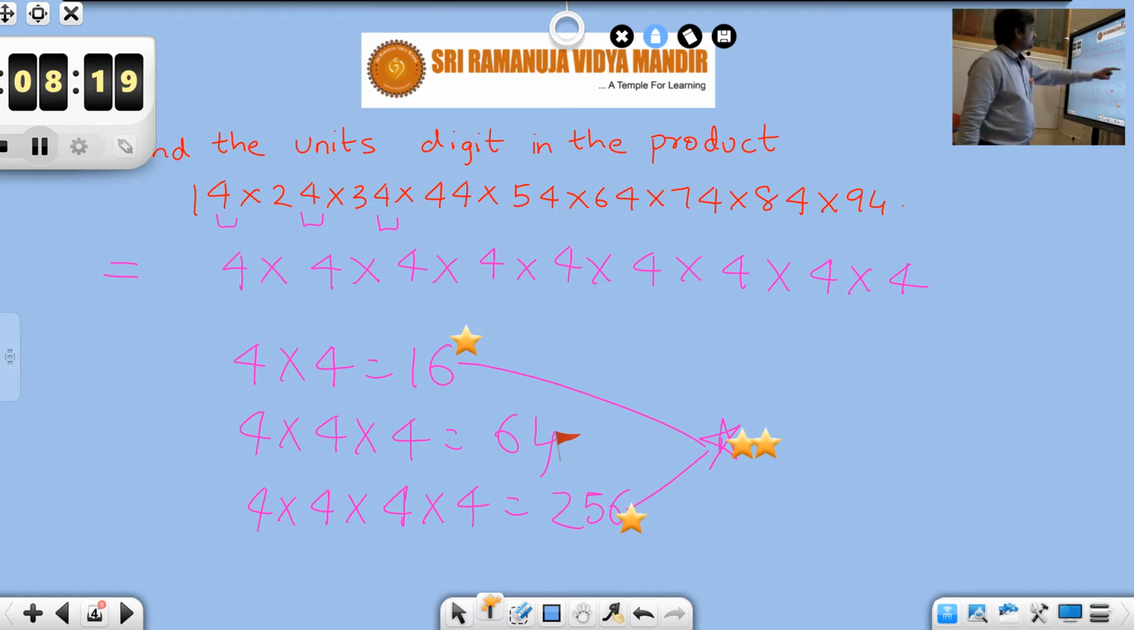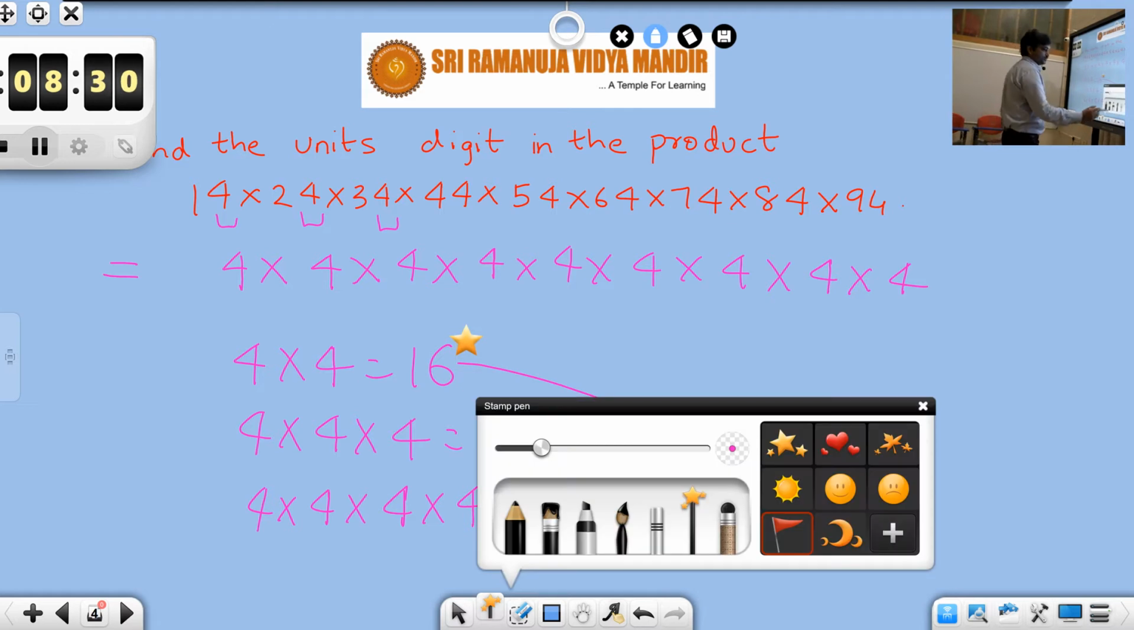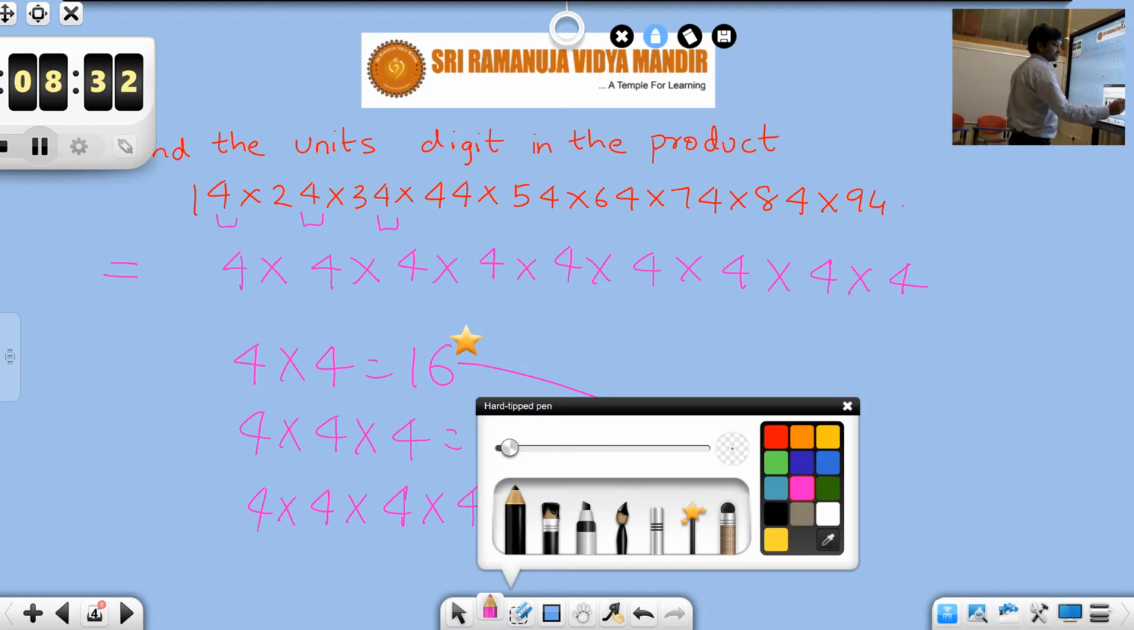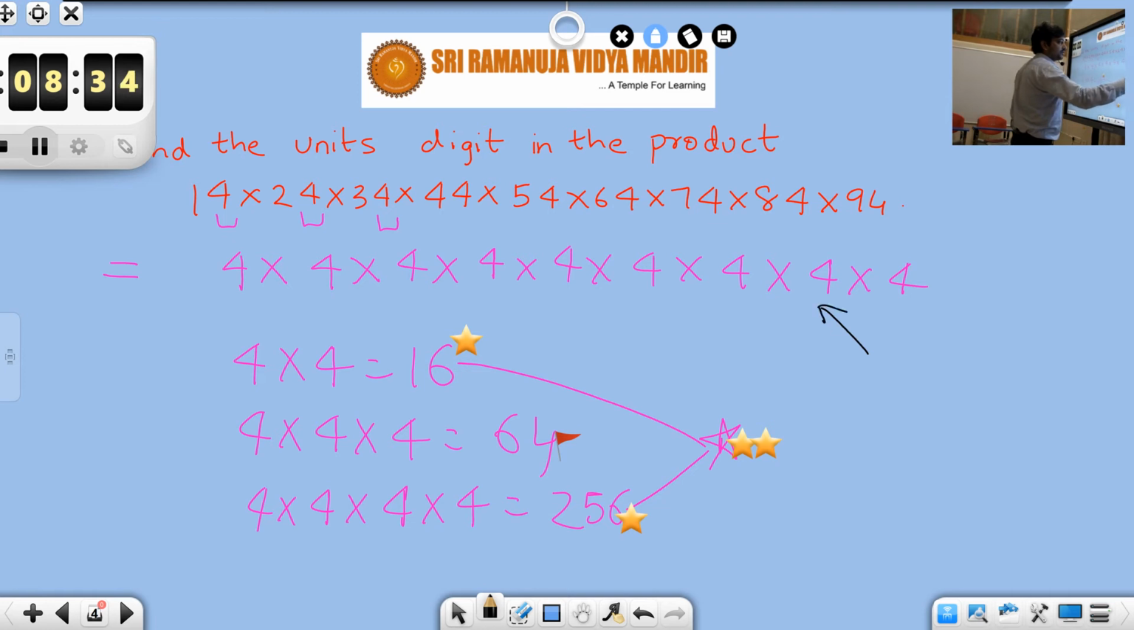So here in this product we are having 1 2 3 4 5 6 7 8 9. So 9, it is an odd number. So we are having an odd number of 4s here, right? So we need to multiply an odd number of times. Whenever we have to multiply 4s an odd number of times, the units digit of the product would end in 4. Okay, hope this is clear.